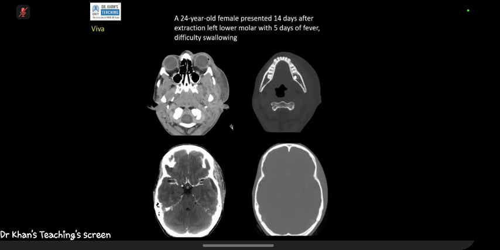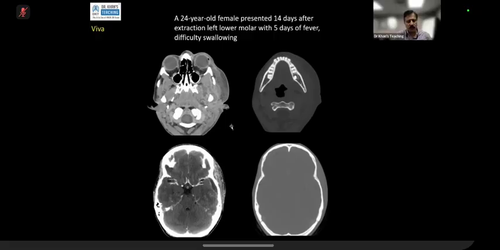subdural empyema, along with. So which space is involved? Space-wise. It is extending into the middle cranial fossa, and it's in the neck. It is in the infratemporal fossa. I want to hear the space. It's in the masticator space.